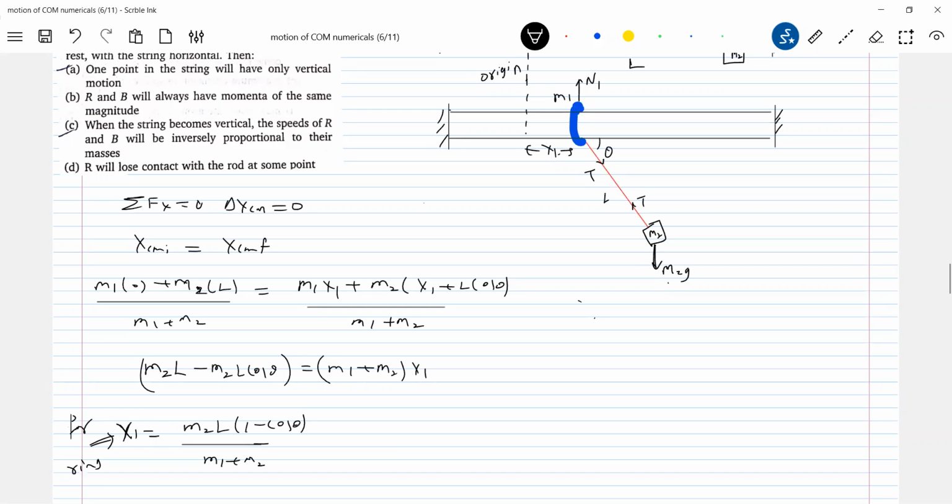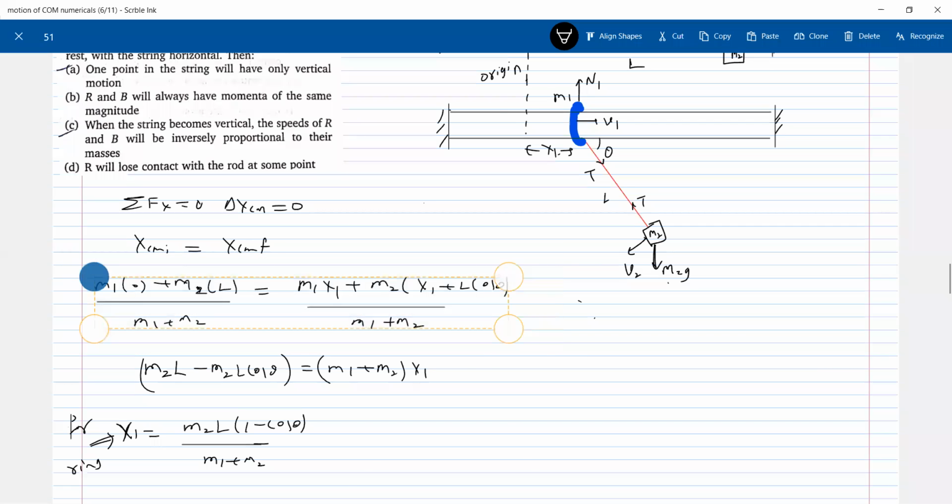Similarly, can we calculate how much the block has moved? Yes, we can calculate, or directly you can use the formula. It's left to you. What is the state of this block? It will have a velocity. What is the state of this ring? It will have a velocity. Can we calculate that speed? Yes, we can calculate that one. So how do we get that speed here?